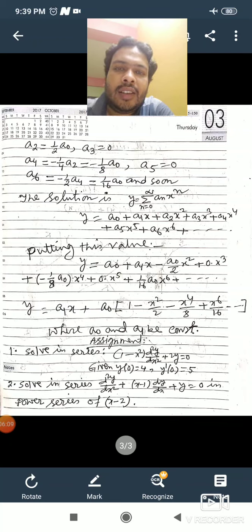Now some assignments. First, solve in series (1 minus x square) d2y/dx2 plus 2y equal to 0, given y(0) equal to 4 and y dash (0) equal to 5. And second, solve in series d2y/dx2 plus (x minus 1) dy/dx plus y equal to 0 in power series of (x minus 2).